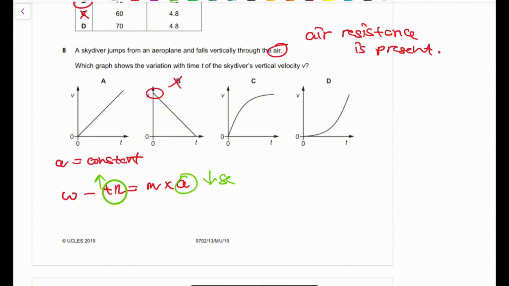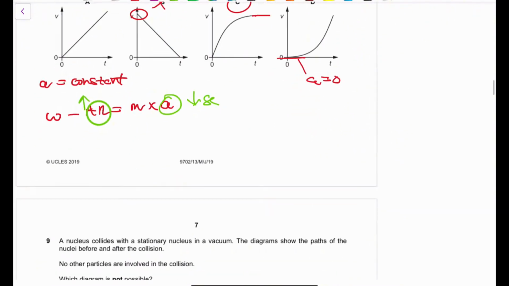And if you look at C, this is when the gradient is almost approaching being vertical. So the answer is going to be C, very important. And D is wrong because it's already starting with an acceleration of zero. And how can it start with an acceleration of zero? It doesn't make sense. So the answer is not D.